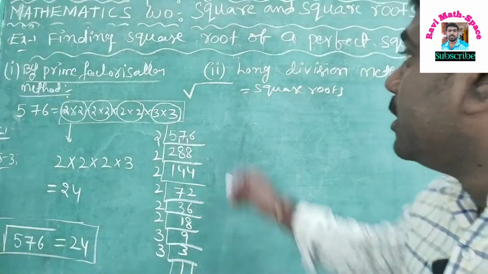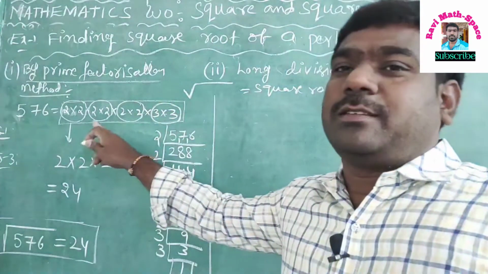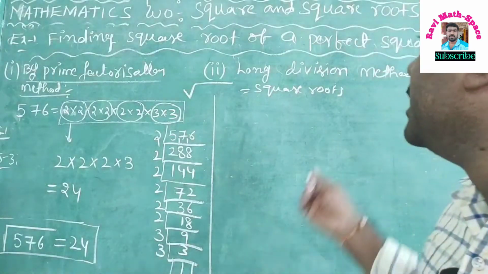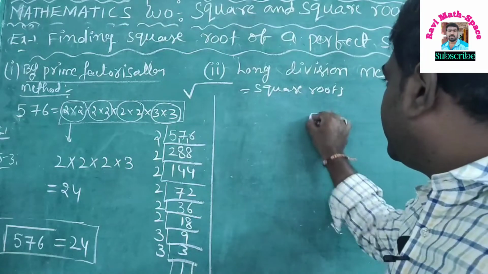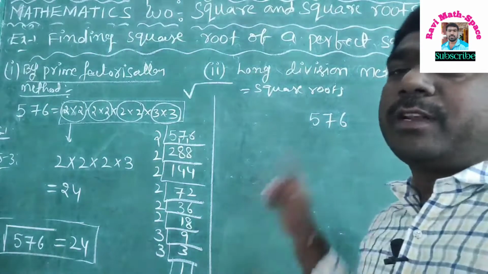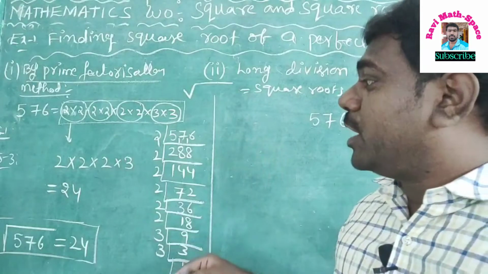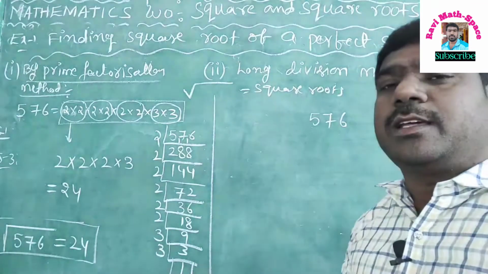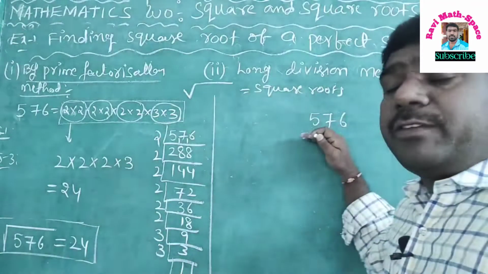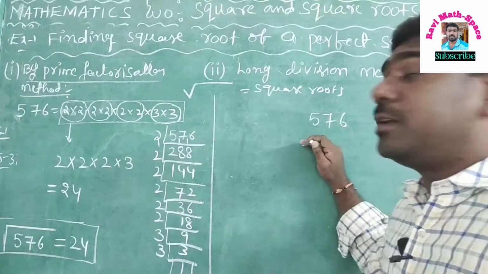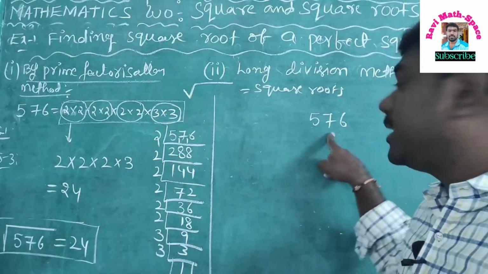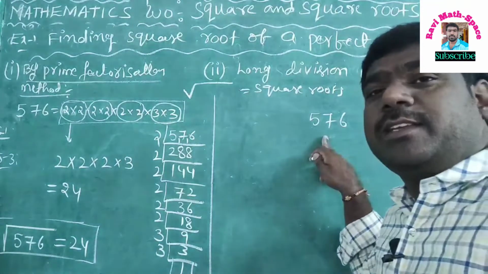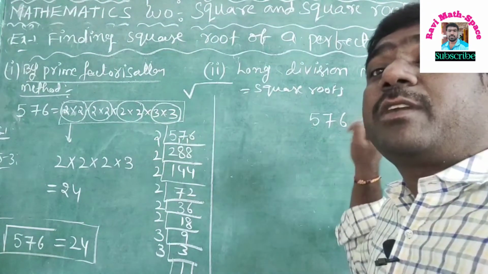Next, the square root of the same number by using long division. How to find it by the long division method? See here, same. Okay, take the number 576. For this number we are finding the square root by using the long division method. So first step is what here? Yes, take the given number. Now how many digits are there here? Total we have 3 digits.